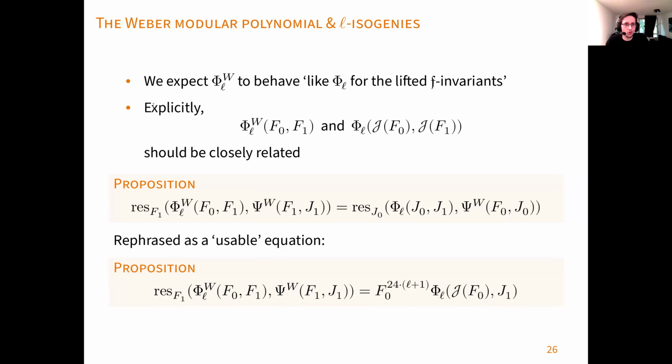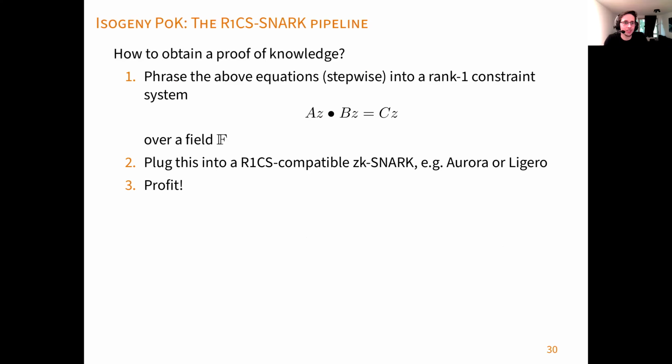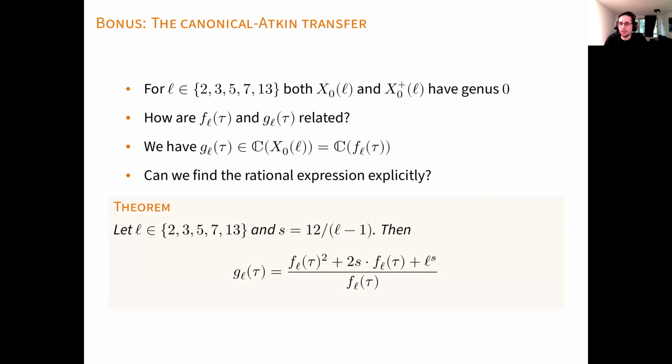In the meantime, maybe I can show one more thing, which is quite nice, just as an extra, and I guess also to have it for people that want to watch the recording. There is a nice thing here that in the case where both X_0^+(L) and X_0(L) have genus 0, one has, of course, both this F_L(τ) and this G_L(τ). And one might wonder how they're related.